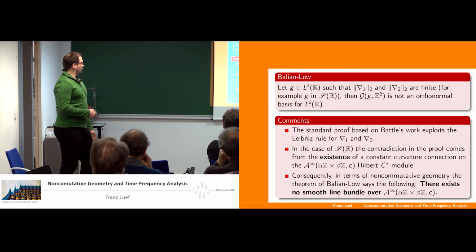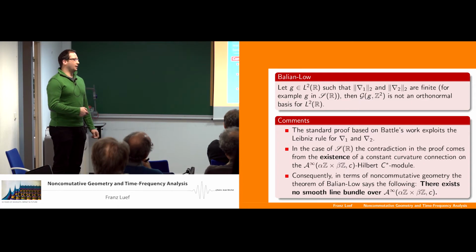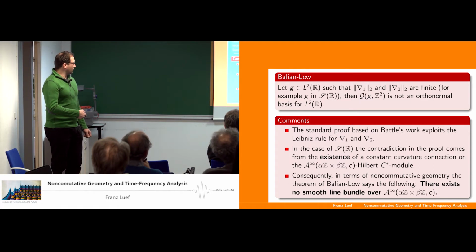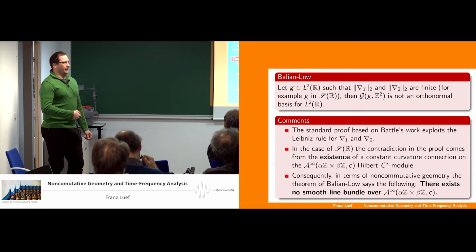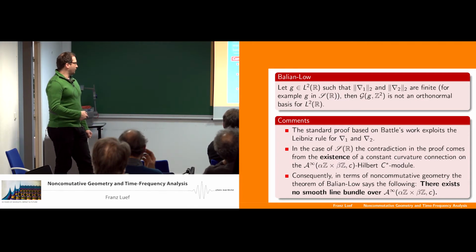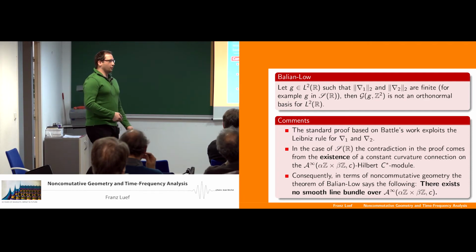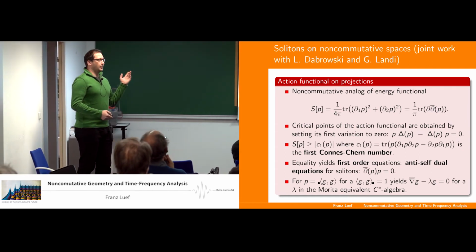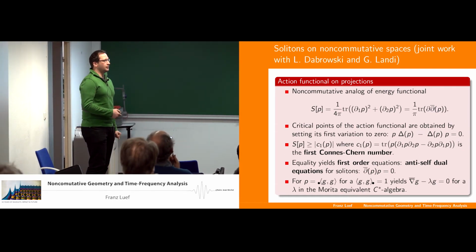What does it actually show? If you go further in the proof, what people use for Balian-Low is this contradiction to the canonical commutation relation. But that's just a contradiction because we have a constant curvature connection on this Hilbert C-star module. In other words, if you phrase it in terms of noncommutative geometry, it says there are no smooth line bundles over the smooth noncommutative torus. So that's Balian-Low's theorem, and that's something people are not aware of in noncommutative geometry.